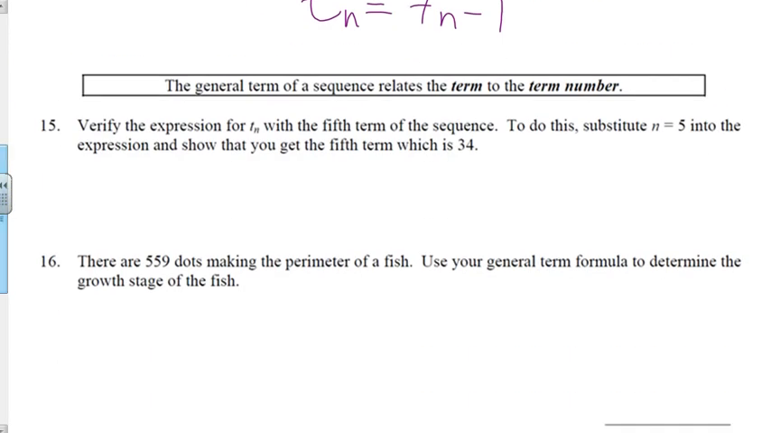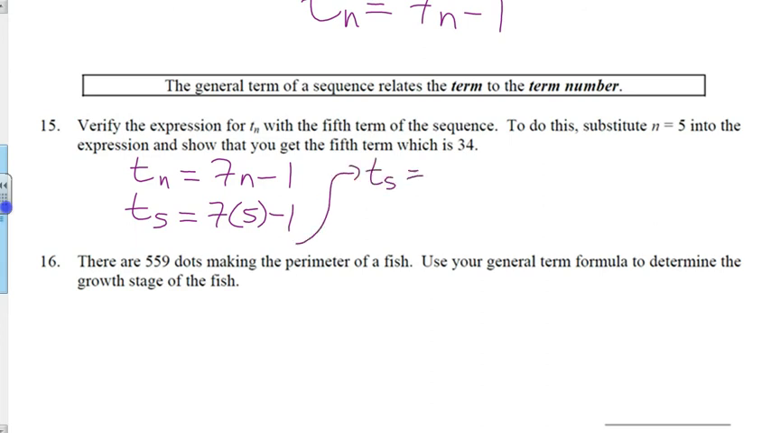Verify the expression for t sub n with the fifth term of the sequence. Let's start off with our formula. T sub n is 7n minus 1. I want t5, so everywhere I see an n, I'm going to write a 5. So it would be 7 times 5 minus 1. So t sub 5 is equal to 34. And if we go back to our sequence and look at the fifth term, it's 34.